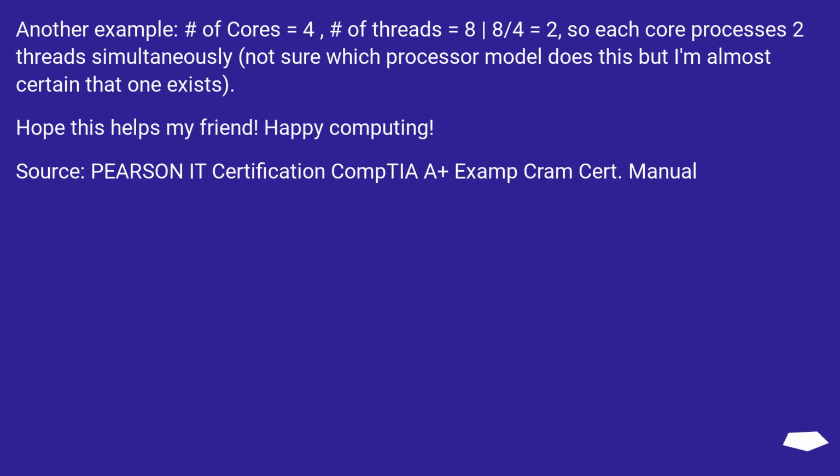Another example, number of cores equals 4, number of threads equals 8, 8 divided by 4 equals 2, so each core processes 2 threads simultaneously. Not sure which processor model does this, but I'm almost certain that one exists. Hope this helps my friend. Happy computing. Source: Pearson IT Certification CompTIA A+ Exam Cram Manual.